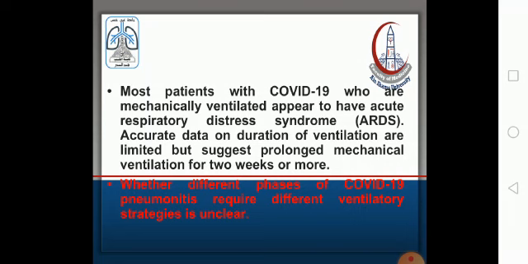Whether different phases of COVID-19 pneumonitis require different ventilatory strategies is unclear, as there are suggested two types of phases of COVID-19 pneumonitis, either L type or H type, which depends on the lung mechanics, compliance, and resistance.